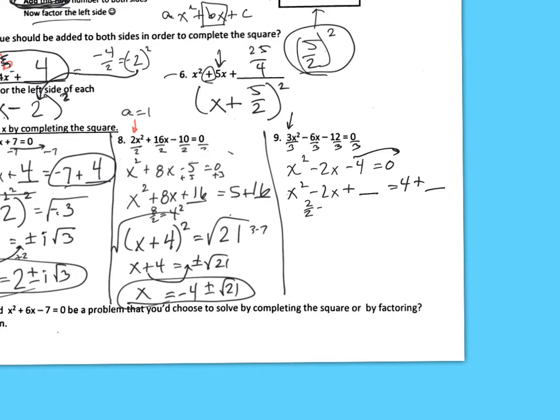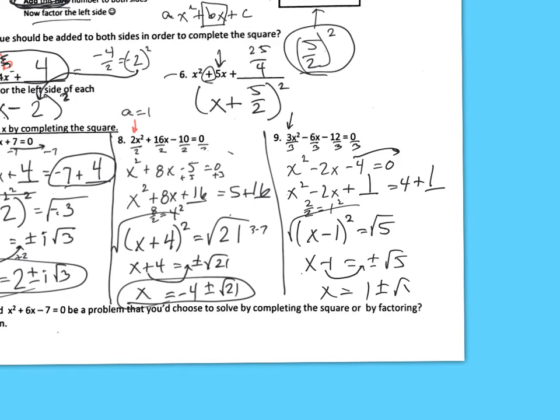2 divided by 2 is 1. Remember, we don't care about the sign. 1 squared is still a 1, so we add 1 to both sides. Pattern. Letter, first sign, number you squared. On the other side, do what it says. Take the square root. So we get x minus 1 equals plus or minus radical 5. Move the 1 over here and put it in front of the plus or minus. 1 plus or minus radical 5.